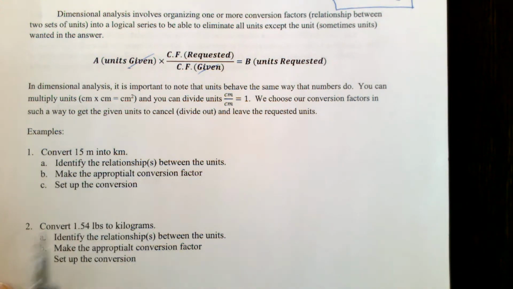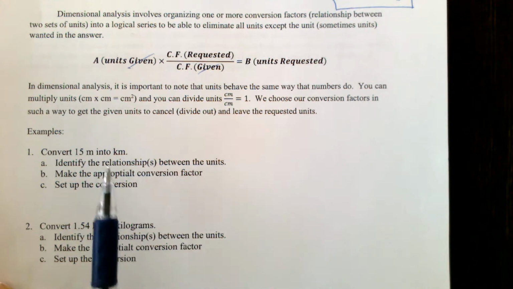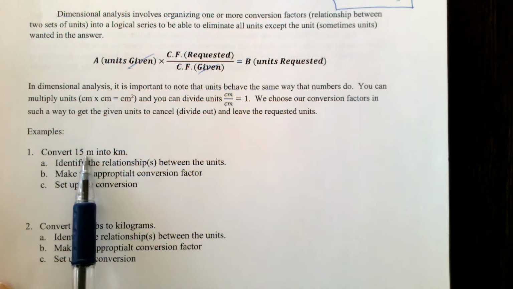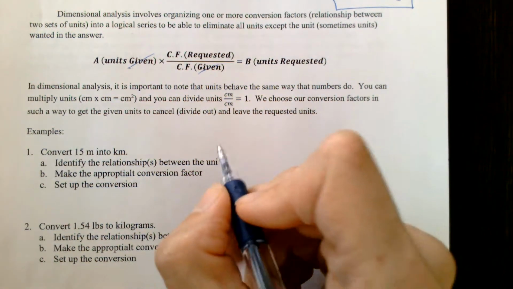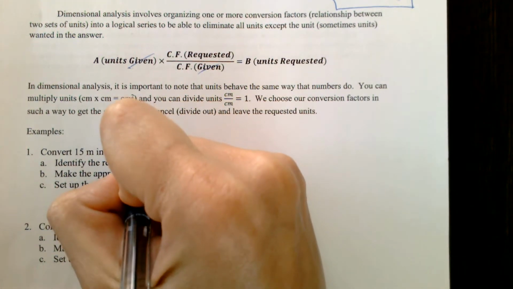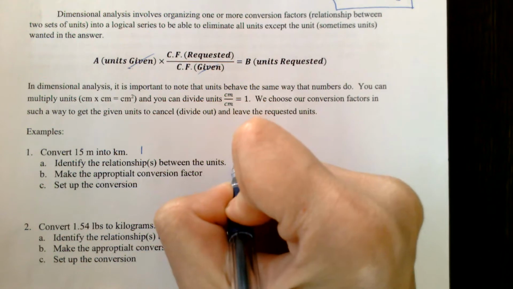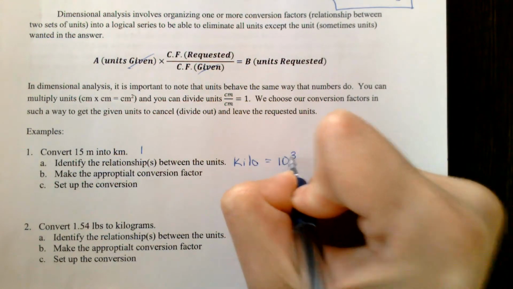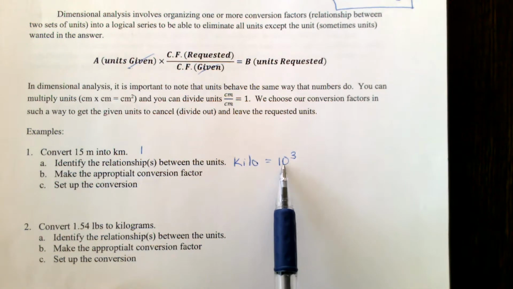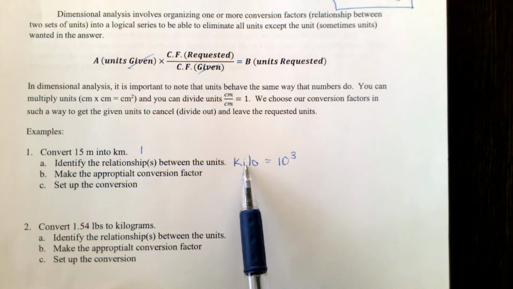So identify the relationship between the units. Okay, so we need to know meters and kilometers. You might know this, or if not, you can look in a metric unit table and know that the prefix kilo equals 10 to the third.